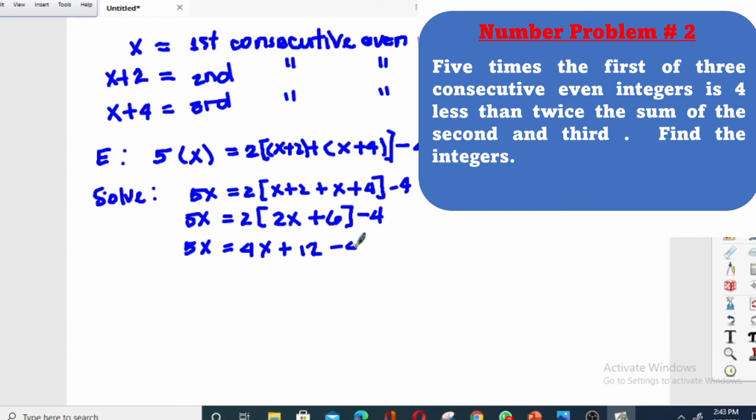Then minus 4. And then again combine similar terms. 4x plus 12 minus 4 is 8. And then let us transpose 4x to the left side of the equation. It will become negative. So 5x minus 4x is equal to 8. Therefore x is equal to 8.